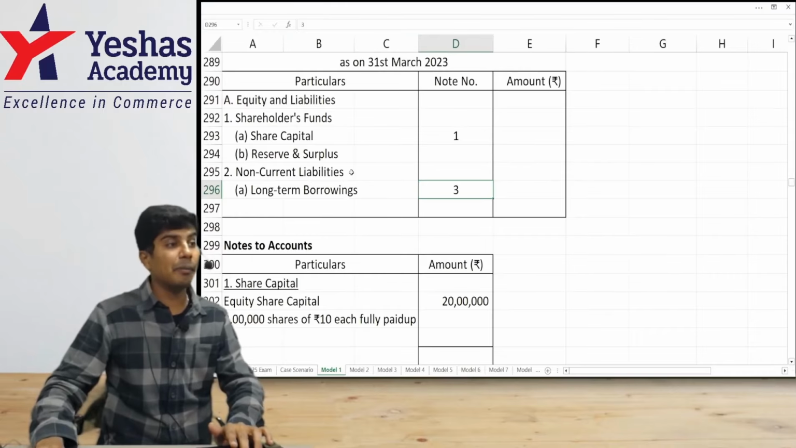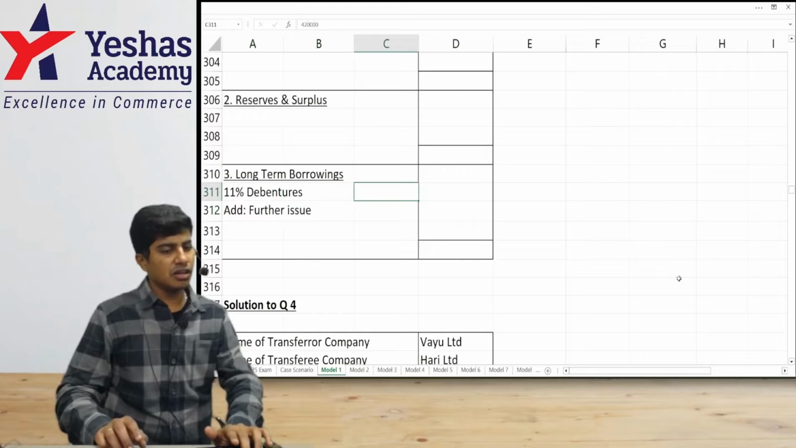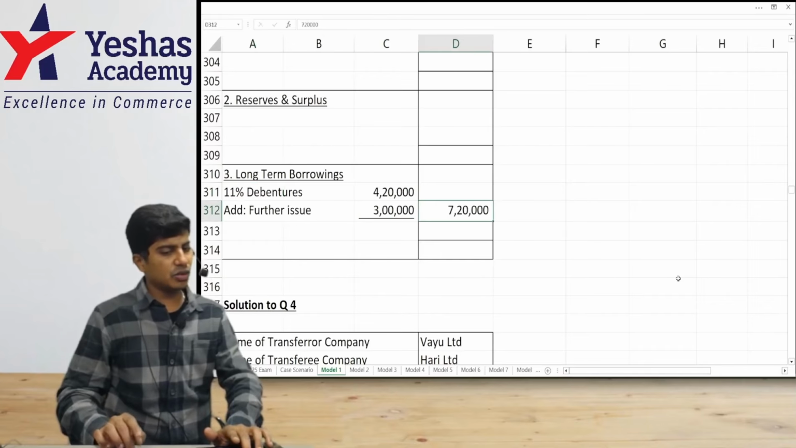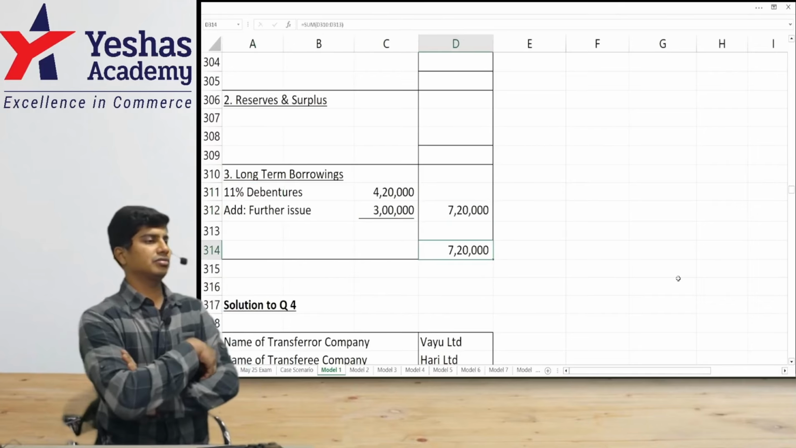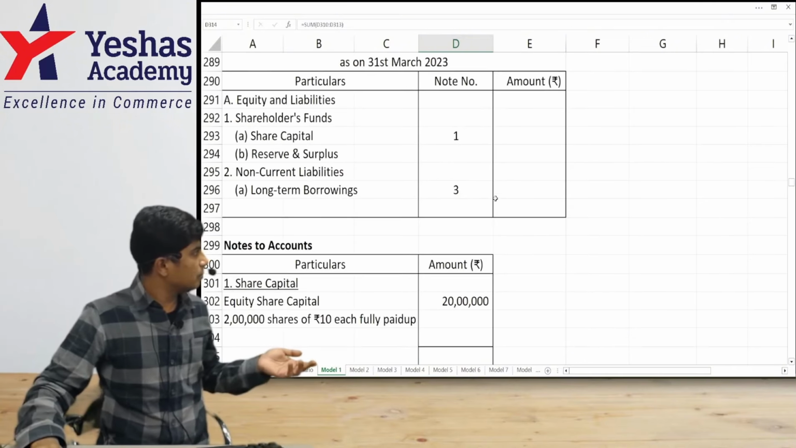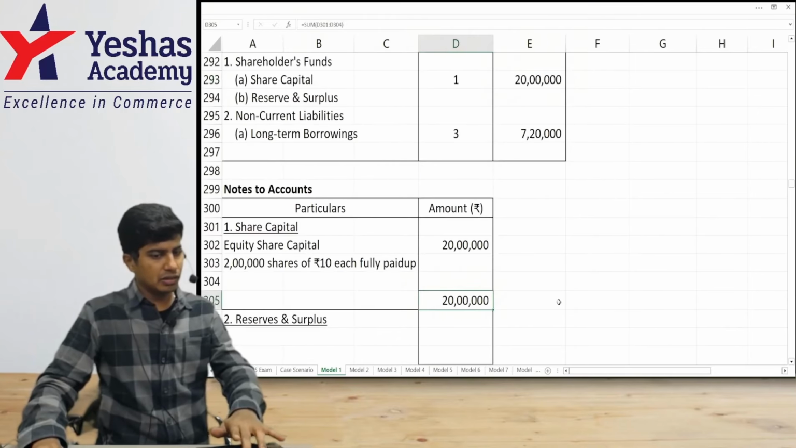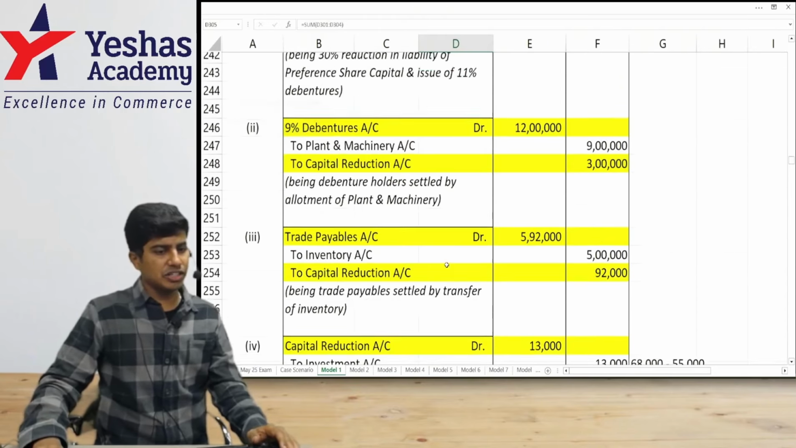Note number 2, there is capital reserve and reserves and surplus. Don't forget. I'll write 11% debentures, 4 lakh 20, 3 lakh together, 7 lakh 20. Done. Any other item? 7 lakh 20 will go to my balance sheet here, and 20 lakh is my share capital. Let's see if there is any other item in my journal entries.